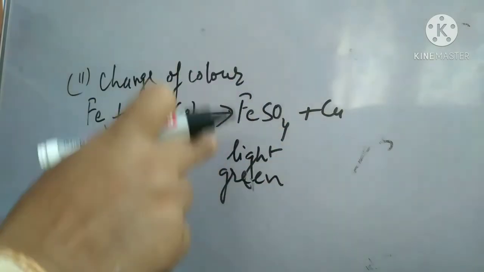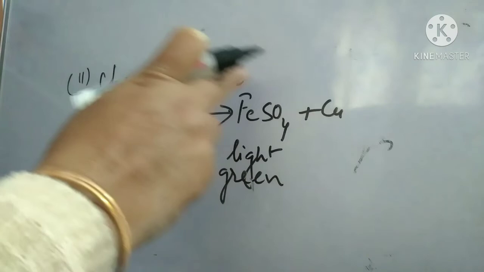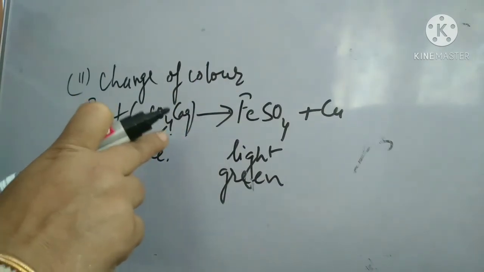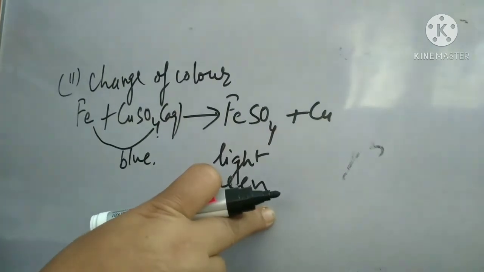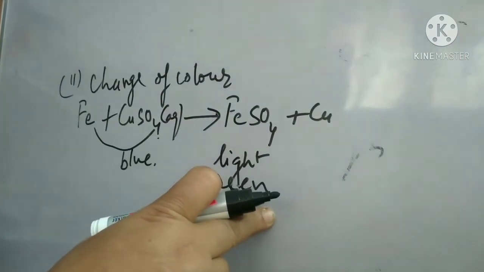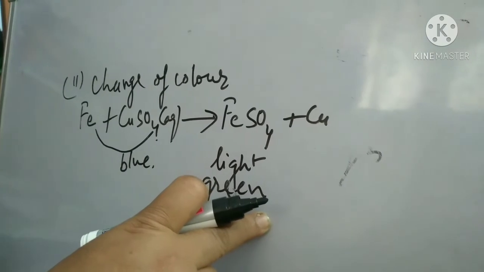With the formation of iron sulfate, because the iron sulfate is light green in color, the color of the solution will change from blue to light green. So in this way the change in color takes place.